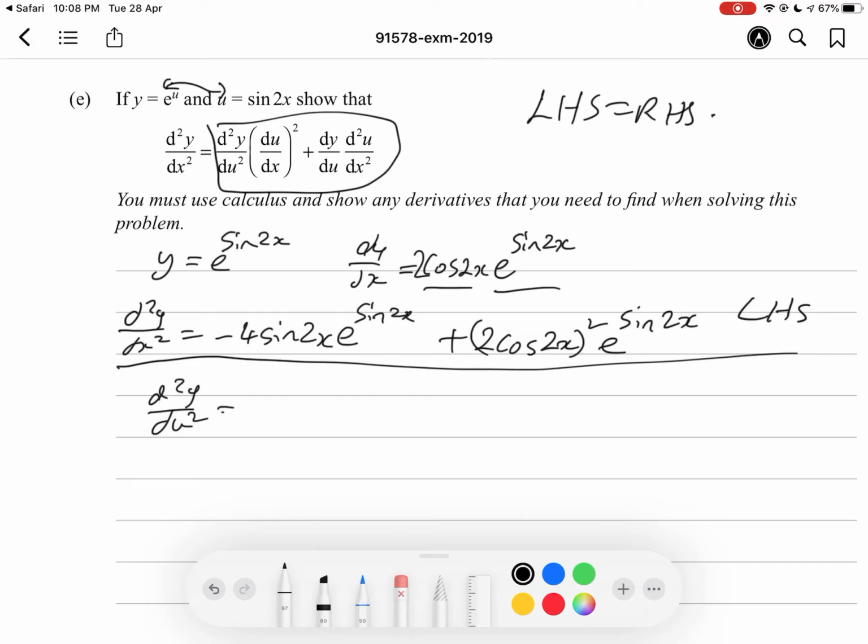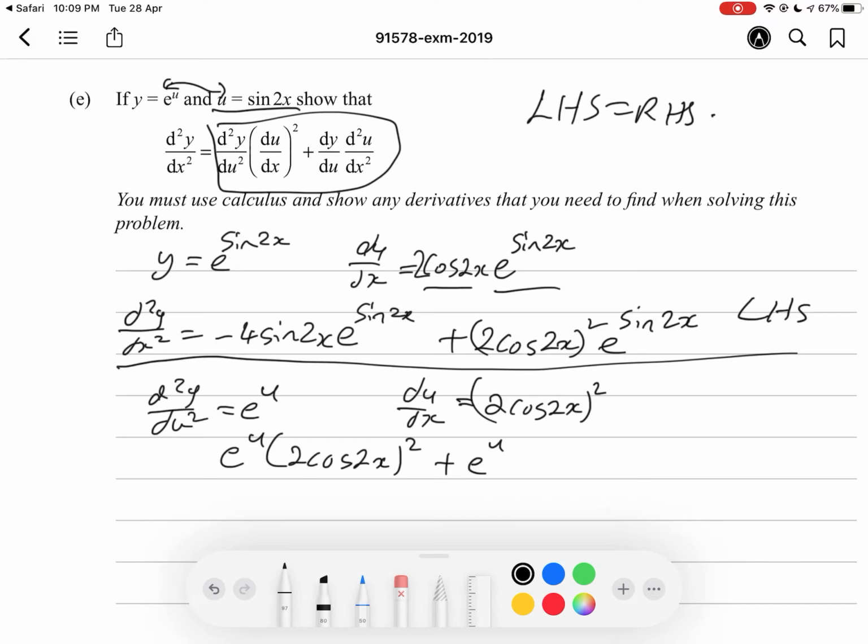So e to the power of u, no matter how many times you differentiate that, that's still e to the power of u. And du over dx squared. So du over dx, that's equal to the derivative of this. So derivative of sine 2x, that's 2 cos 2x, squared. So right now we have e to the power of u, 2 cos 2x squared, plus of the derivative dy over du. So dy over du, once again, that's just e to the power of u.